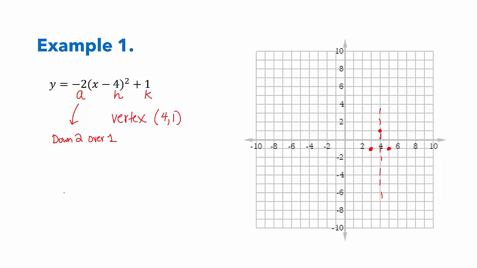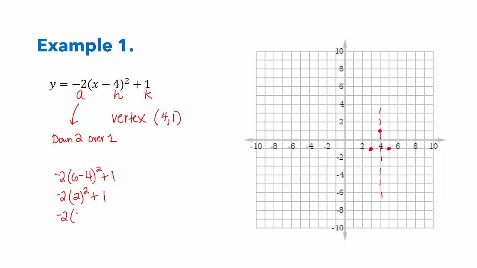If I do want to find some more points, maybe I should plug in 2. That would be a good number, or even 6. Let's go with 6. So I'm plugging in 6 for the x value. And I'm going to simplify that to see what the y value is.